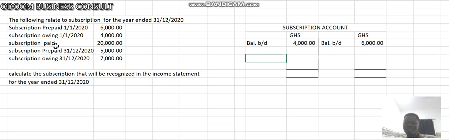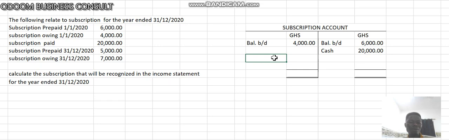So if the cash account receives, what do we do to the cash account? The cash account will be debited because cash is an asset, it has a debit balance. Any increase to the cash account will be debited, and any decrease will be what? Credited. So the cash that was paid by members, which is the contribution, will be debited to the cash account, but when we come to the subscription account, it will be credited. So cash as 20,000.